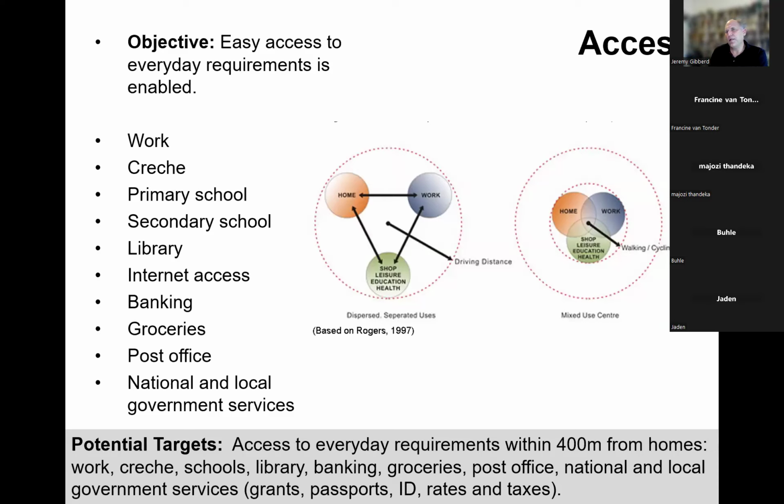Access, very important. If we think about everyday life, children go to school, you go to work, you need to go and get some shopping, you need to go to the post office, you need to pay your tax. All of those things are incredibly wasteful in many cities because you spend hours driving around, catching buses, walking, etc. So it produces a lot of carbon emissions and it's wasteful. One of the things that you can do in the design is make sure that those sorts of activities, those sorts of needs are within walking distance.